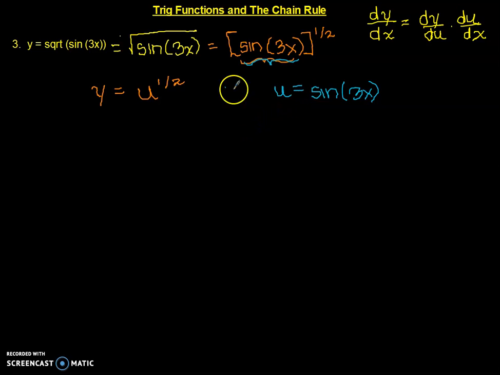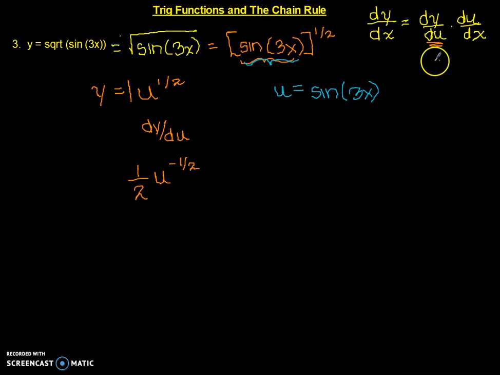Okay, so I'm just going to take dy over du. Well, the derivative of u to the 1/2 power would be, and just in case, here's the coefficient of 1. 1/2 times 1 is 1/2. And I take 1 away from the power, 1/2 minus 1 is negative 1/2. Okay, so now comes the fun part.